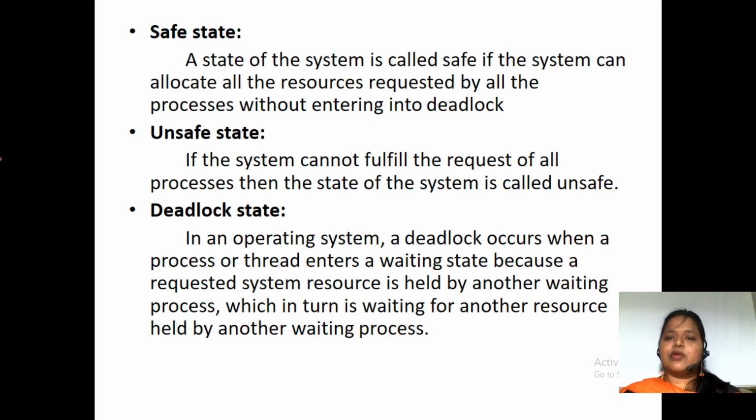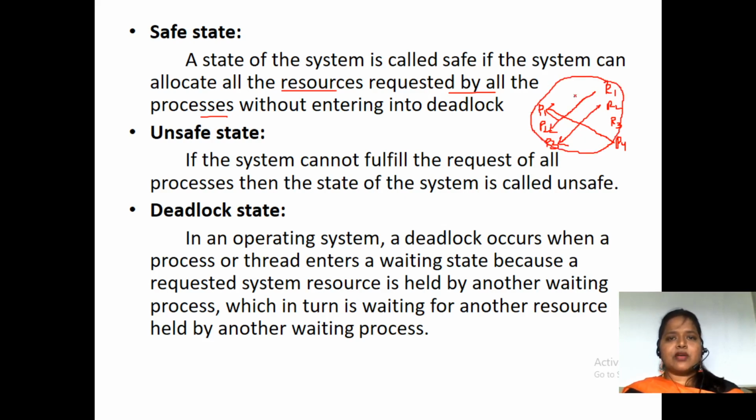We say that a system is safe if we can allocate all the resources requested by all the processes. Suppose P1, P2, P3 are there, and resources R1, R2, R3 and R4 are there. If P1 wants R4, we allocate R4 to P1. If P2 wants R1, we allocate R1 to P2. If P3 wants R2, we allocate R2 to P3. Here there is no chance of deadlock.